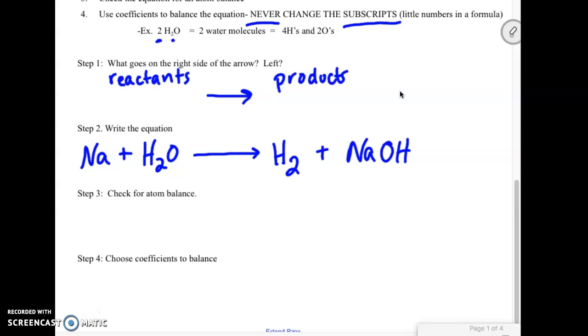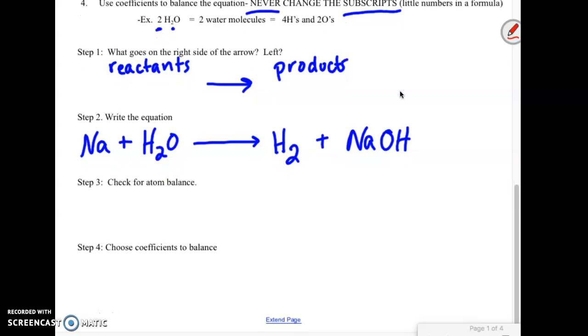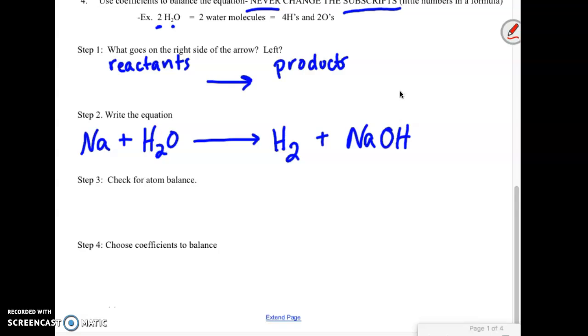Okay, so now we are going to check for atom balance. And what that means, I will show you my process. If you have a process that you like different, go ahead. But what I like to do is, underneath my arrow, I put the different types of elements that I have. So I have sodium, I have hydrogens, and I have oxygens, because those are the different types of elements that I have on each side of my arrow. So let me move this down so it makes more sense. So I'm going to check for atom balance.